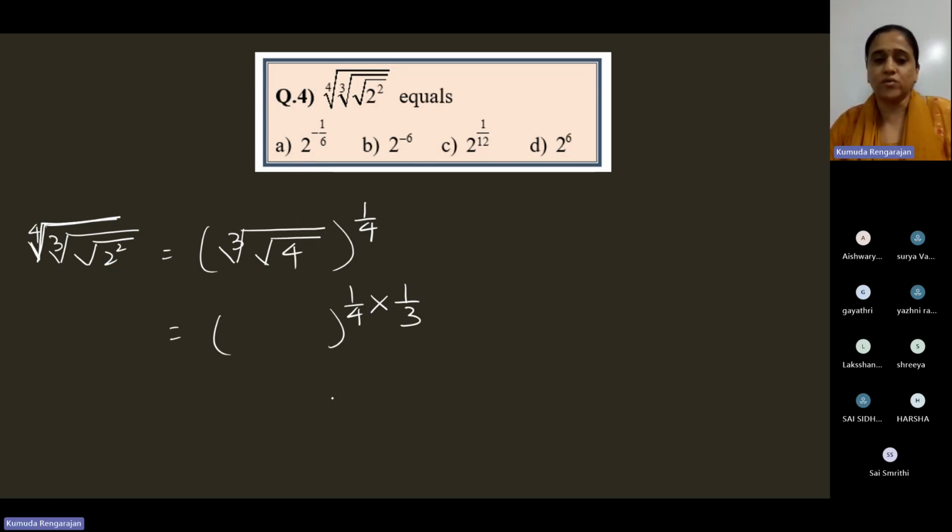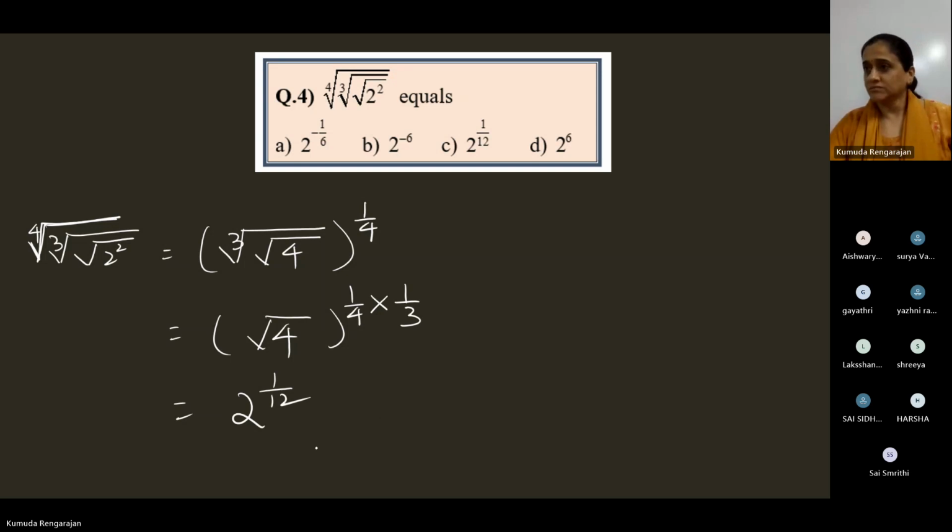You can write 2 square as 4. So now the cube root is written as to the power 1 by 3. So what remains there? Square root of 4 remains there, right? Now what is square root of 4? 2. And 2 to the power 1 by 12. Option C is the correct option. Very good.